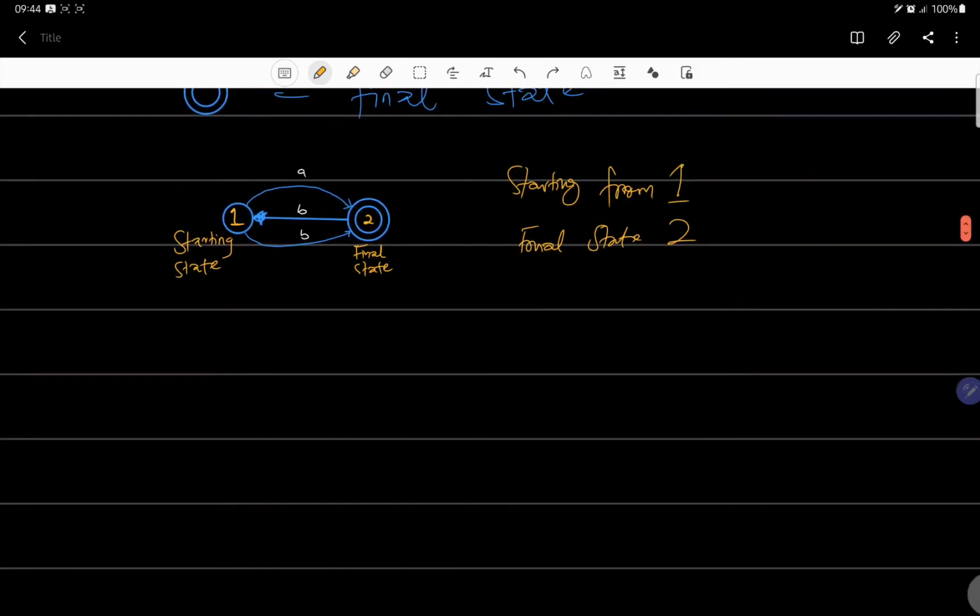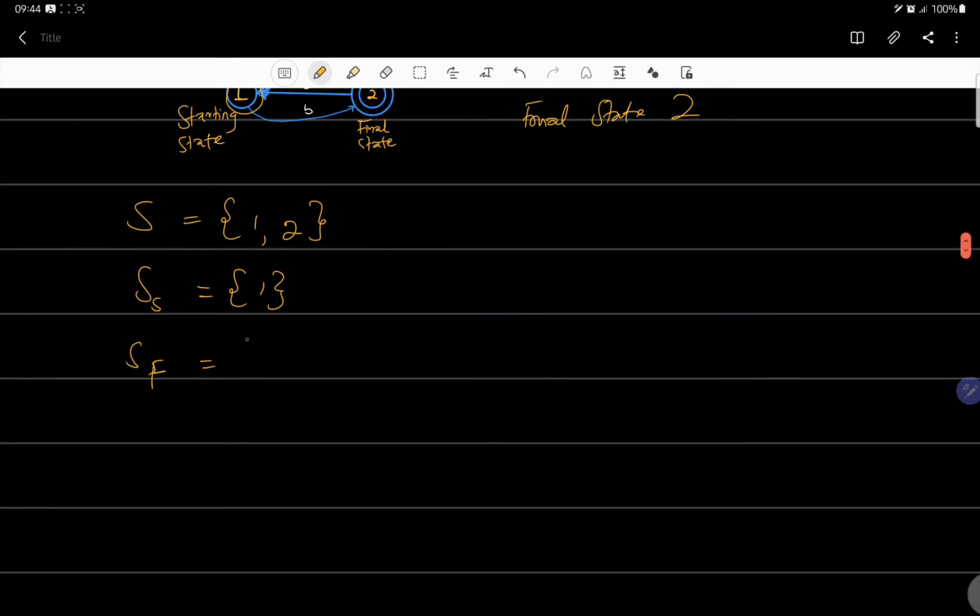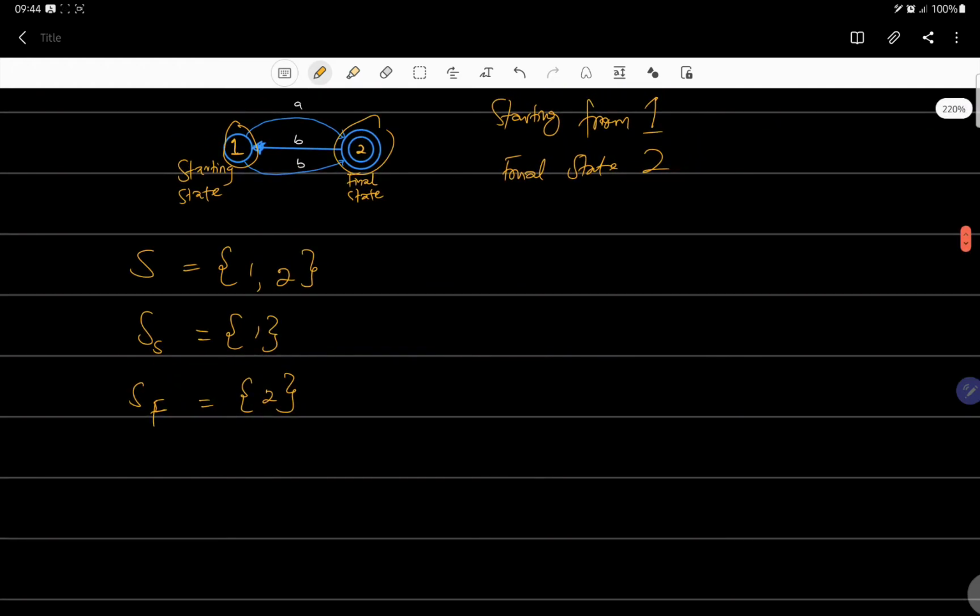So now let's say the string at the starting point is 1, and the string at the end, at the final state, is 2, because that's what we have here.